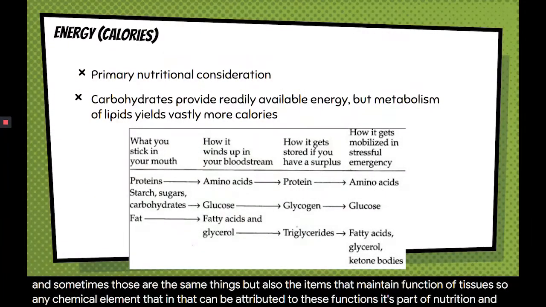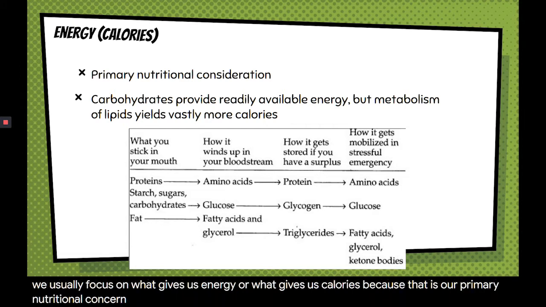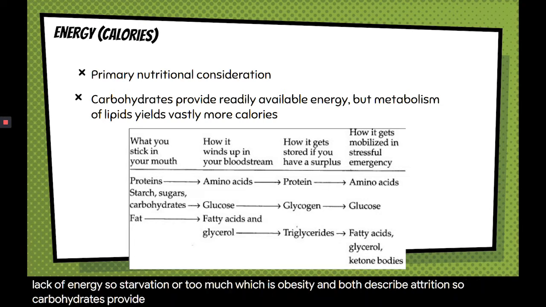And we usually focus on what gives us energy or what gives us calories because that is our primary nutritional concern. And when we talk about malnutrition, we're talking about a lack of calories or a lack of energy, so starvation, or too much, which is obesity. And both describe malnutrition. So carbohydrates provide readily available energy, but metabolism of lipids gives you more calories.